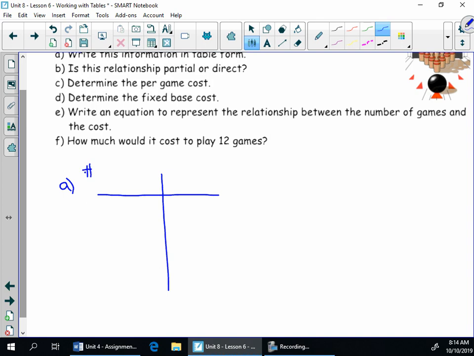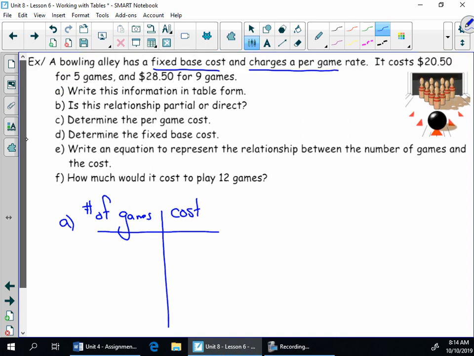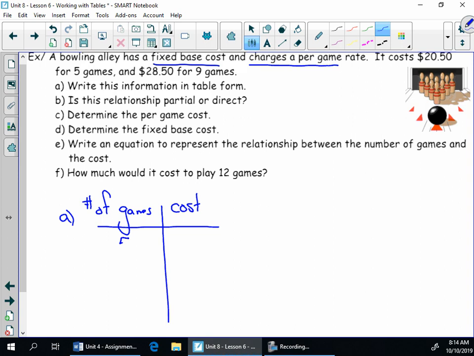Number of. What are we talking about here? We're talking about the number of games. And depending on how many games you play, it's going to have different costs. So what do we know? We know 5 games cost $20.50. And we know 9 games cost $28.50. So we've got a table of information.